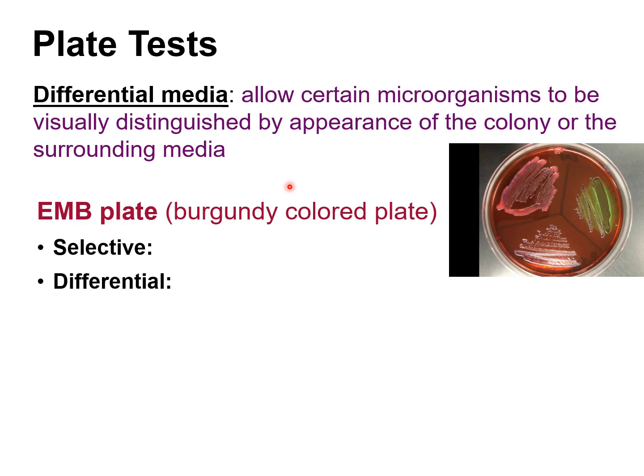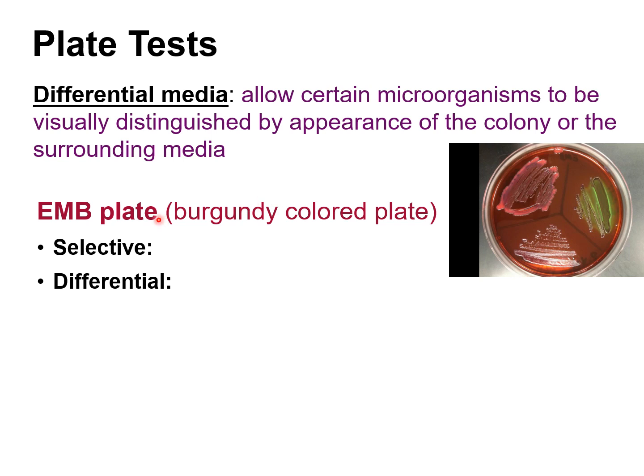So one of the differential media that we use is the EMB plate. And the EMB plate, first of all, comes in that burgundy color. See this background color right here? This is the uninoculated color. Now, by the way, you can divide this plate into several quadrants, and in each quadrant, you can inoculate a different type of bacteria.